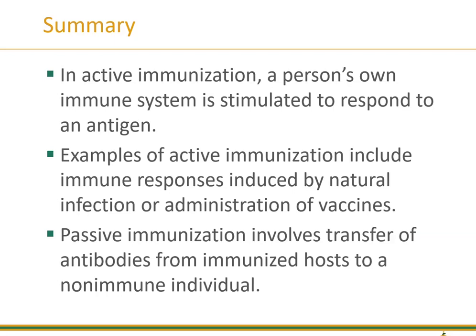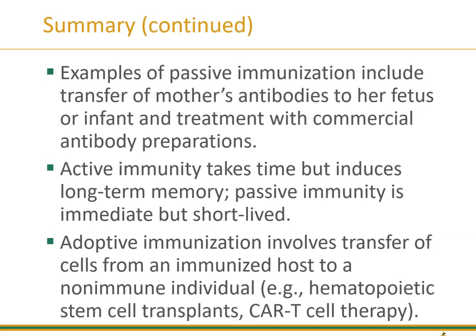Passive immunity usually involves transferring of antibodies from a host that has been immunized to an individual that doesn't have antibodies, a non-immune person. Some of the examples that we talked about of passive immunity was the transfer of the mother's antibodies to the fetus. Remember the IgG crossing the placenta and the IgA in the breast milk. So we can transfer immunity from the mother to the fetus or infant, or we can get commercially prepared antibody preparations.